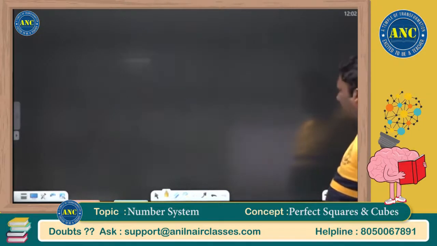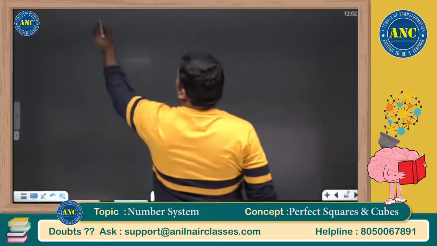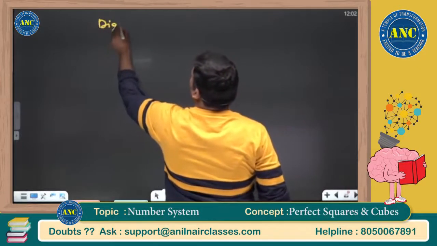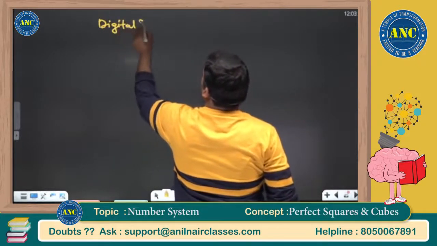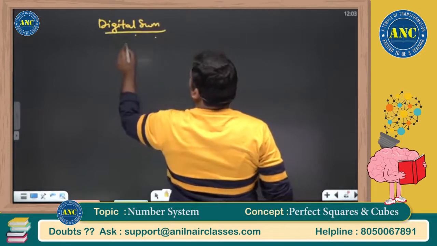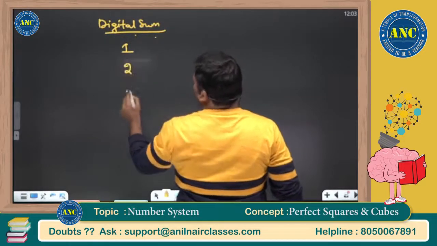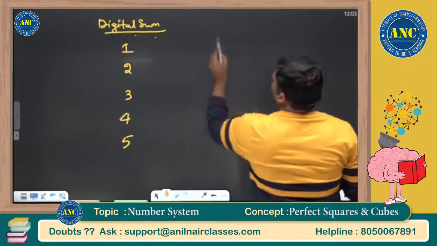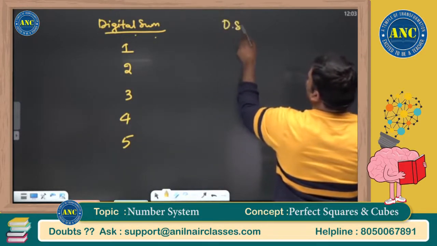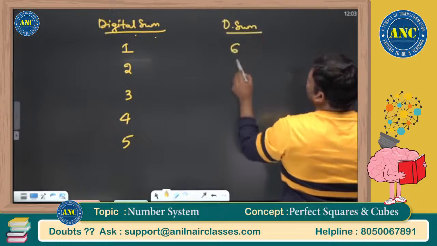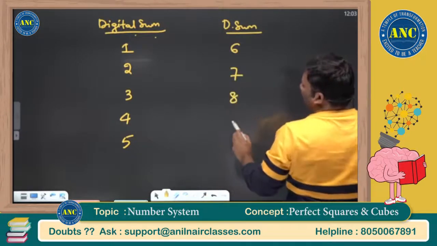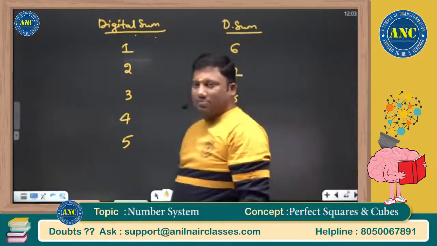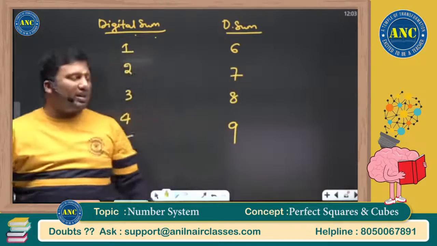Digital sum. Now see here. What are all the various possible digital sums? Digital sum is nothing but the sum of the digits till a single digit is obtained. These are all the possible digital sums.